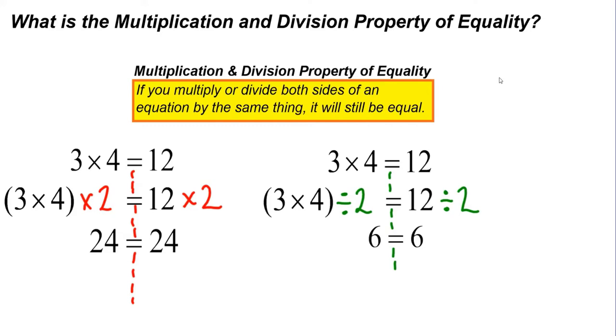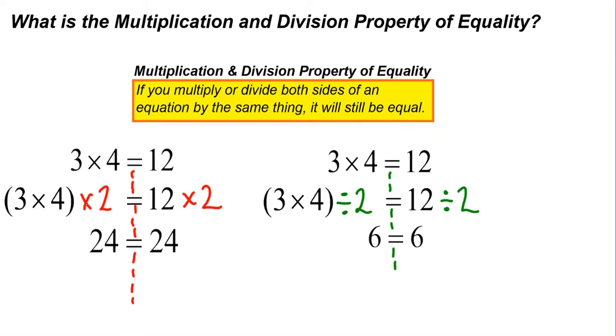The multiplication and division properties of equality are very similar to the addition and subtraction properties of equality. So this video should be somewhat of a review. If you multiply or divide both sides of an equation by the same thing, it will still be equal, just like with addition and subtraction. So a couple of examples here. 3 times 4 is equal to 12. Hopefully we can all agree on that.